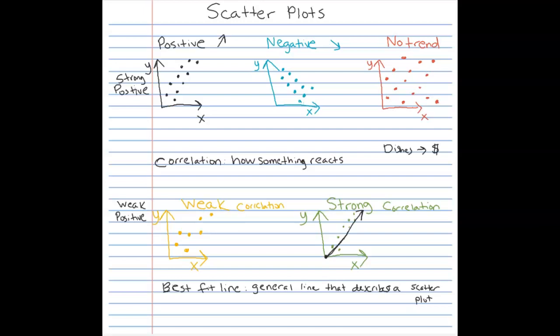All right. Now, we have one more vocab word I do want to talk about. That's an outlier. So that's going to be a data point that does not fit the trend.